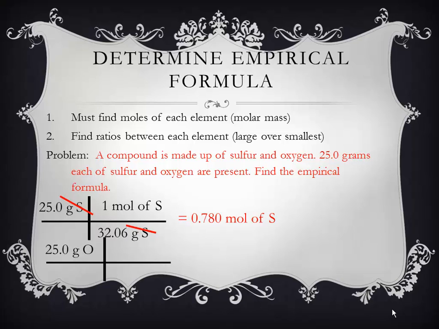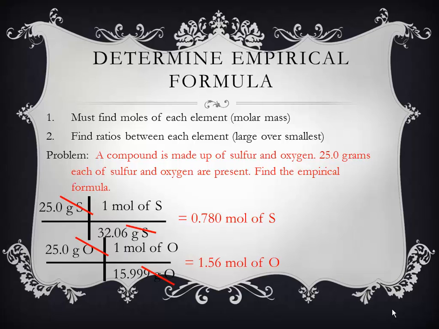Do the same thing for oxygen. Again, oxygen here is a single element in a compound, so you use just O. So you use 15.999 or 16. Do a division, you get 1.56 moles of oxygen. Okay, so that's step 1.